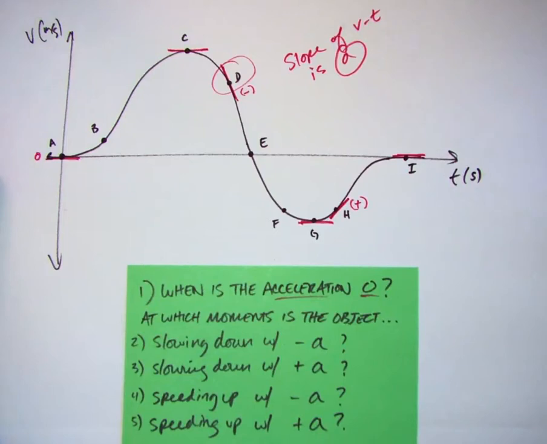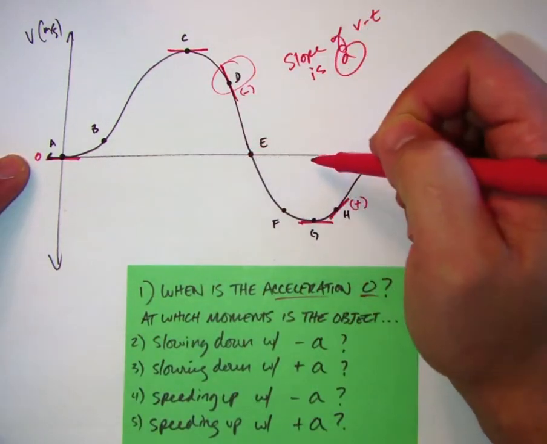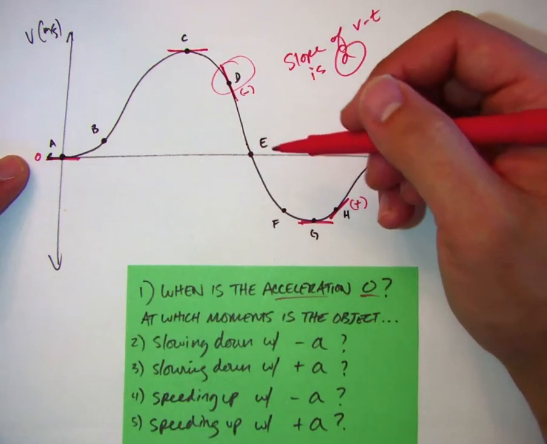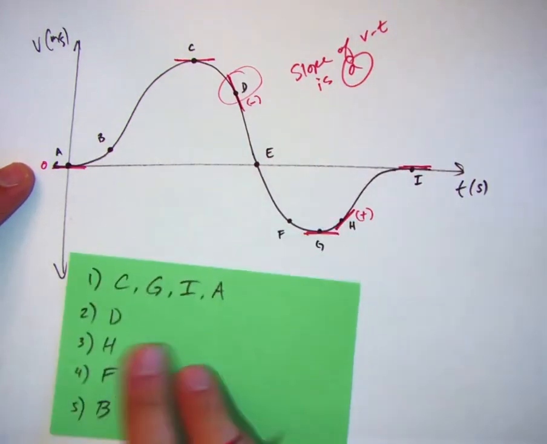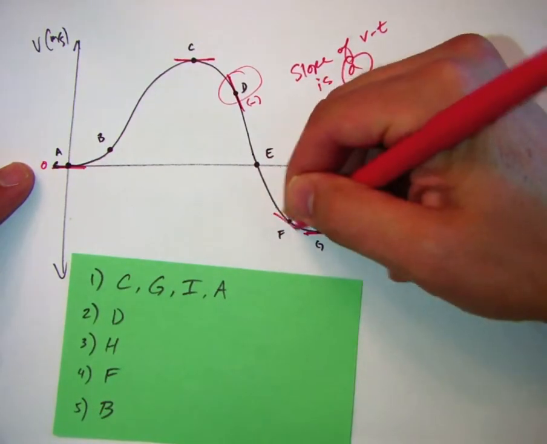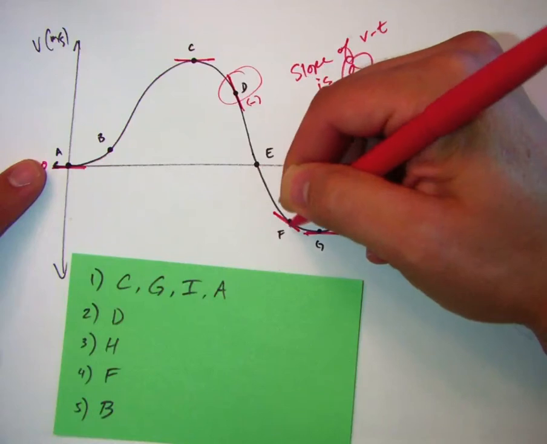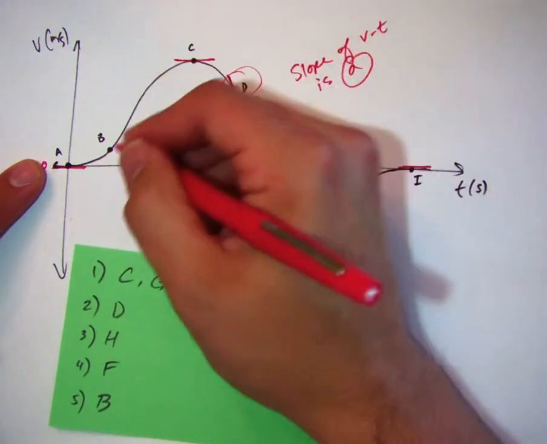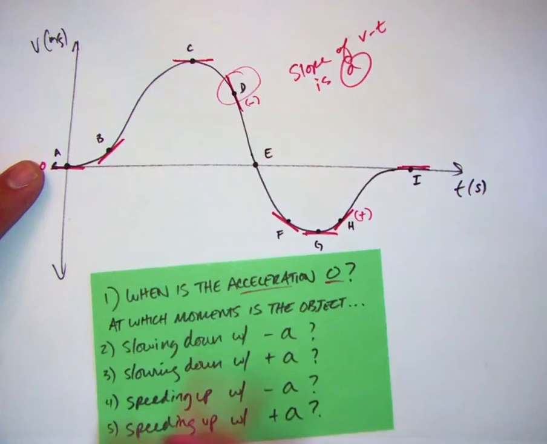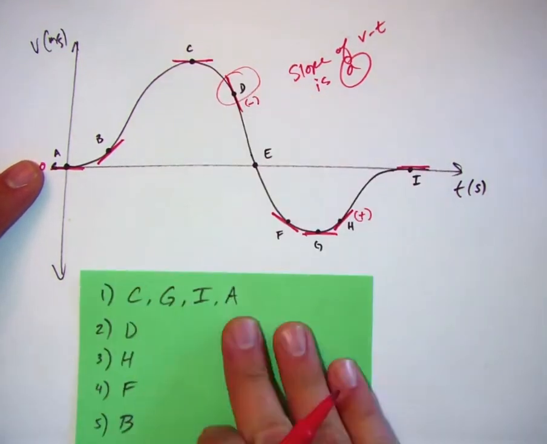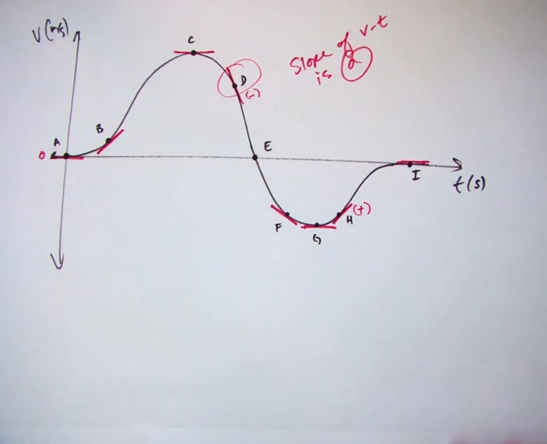And finally, speeding up with a negative acceleration. So here I have to be moving away from the velocity equals 0 axis, but in a way that my slope is negative. So we have F here. I'm moving away from v equals 0 with a negative slope, and then the other one, moving away from v equals 0 with a positive slope, is my spot B. So a difficult graph to interpret. Hopefully that helps you.